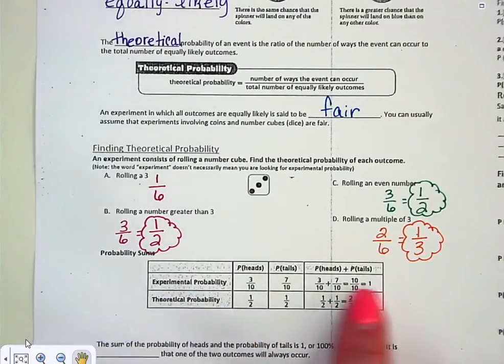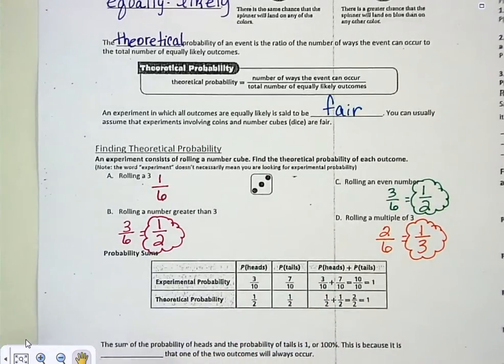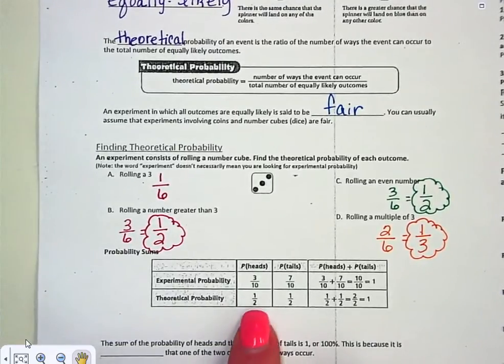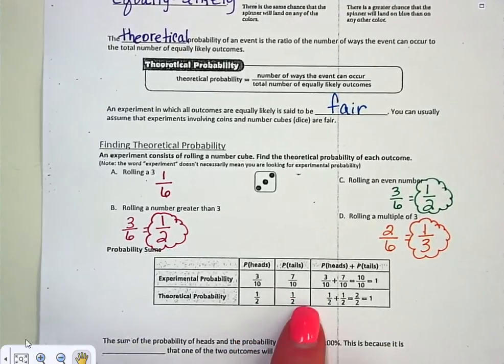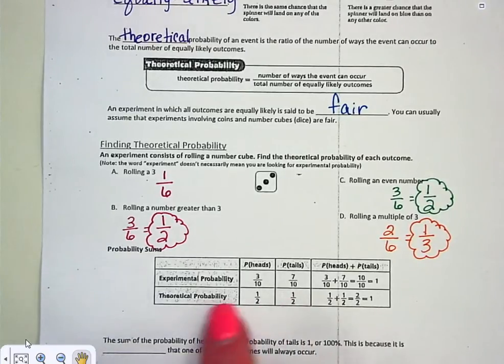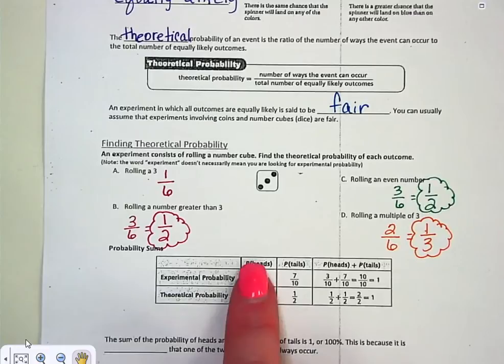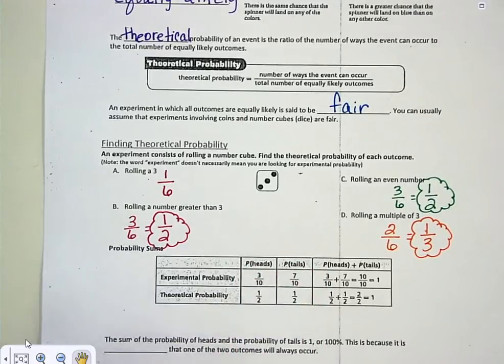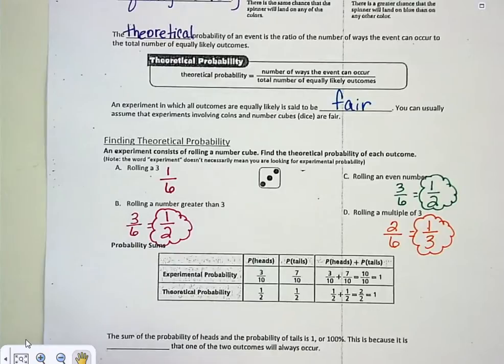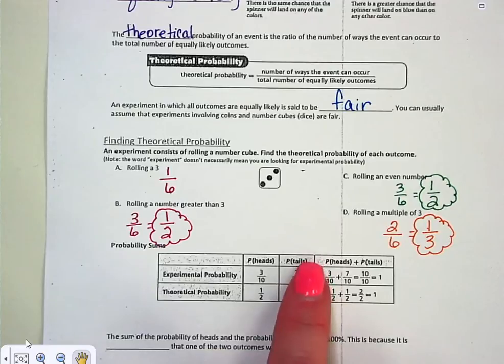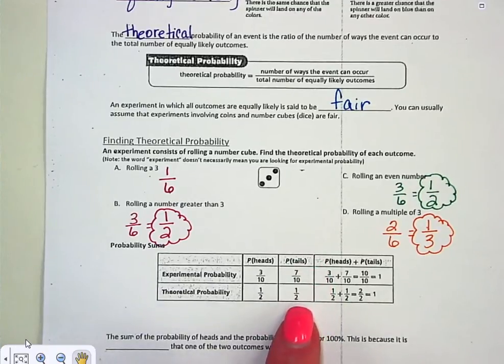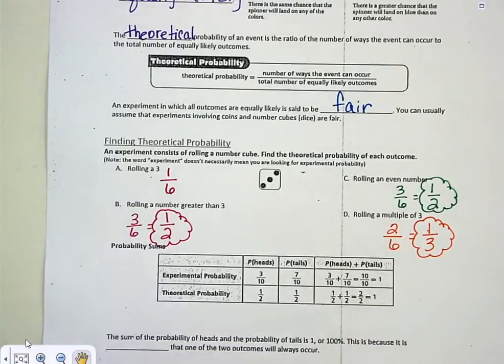Is that what you would have thought theoretically would have happened if you flipped a coin? So you would think that there's a 50-50 chance. So we would predict that half the time it would land on heads and half the time it would land on tails. So that is the theoretical probability. So do these match, the experimental and the theoretical probability? Is 3/10 the same thing as 1/2? And 7/10 the same thing as 1/2? No, it's not the same. So you have to know that there's a difference.